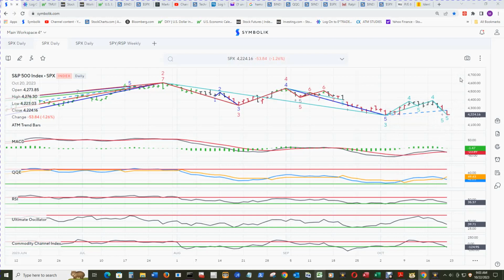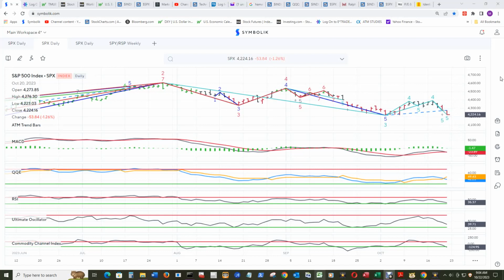And then if the 7 prints, there's a pretty good chance of heading up. If the 7 does not print and it starts heading down, then there will be pretty good velocity to the downside. If it does print the 7 and heads up, it's going to be pretty good velocity to the upside.